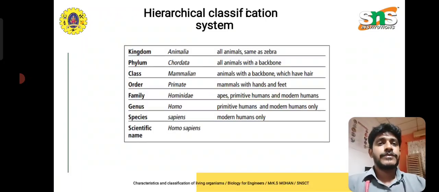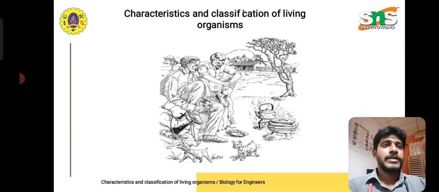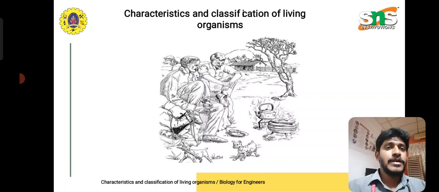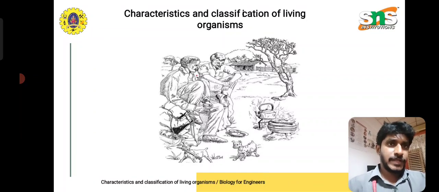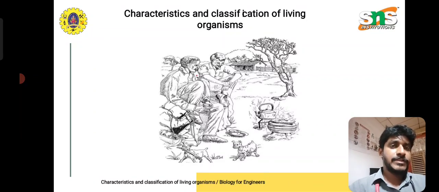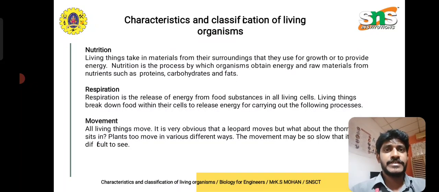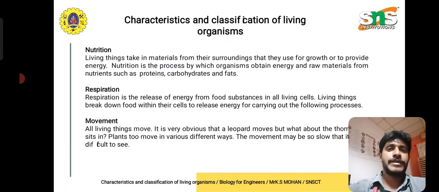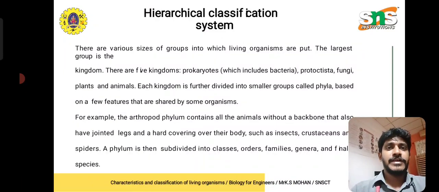The previous part discussed the hierarchical classification and characteristics of living organisms. In the picture we can see how human beings in the olden days had a different lifestyle in having food and other things. Other living organisms have other styles, so we have different classifications. We discussed nutrition, respiration, movement and other things, then excretion, growth, reproduction and sensitivity. Then we have the hierarchical classification.